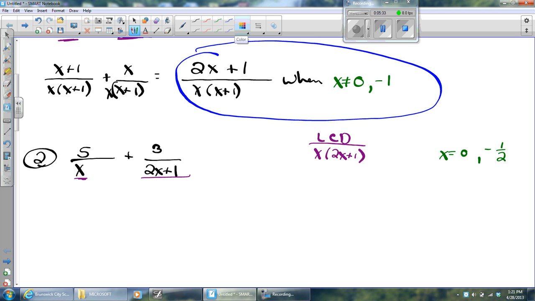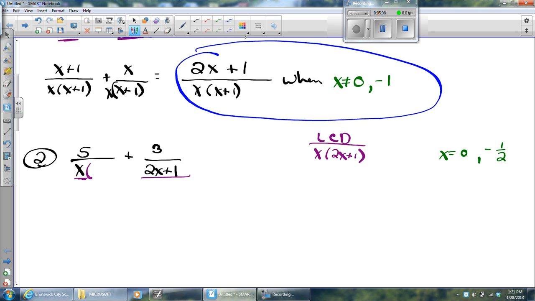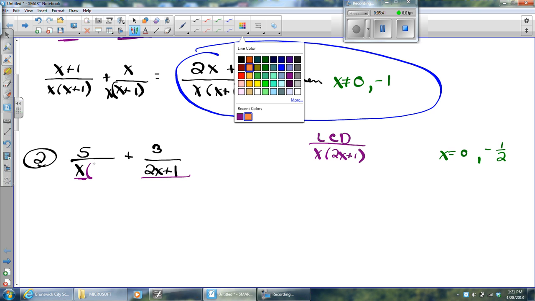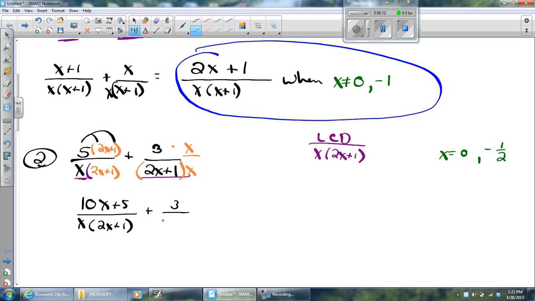All right, so here's where I multiply. On this first problem, I'm going to need to multiply. Ooh, that didn't change color. Going to multiply by 2x plus 1 in the denominator and in the numerator. Here, I'm going to have to just multiply by x in the denominator and the numerator. I'm going to distribute here and get a 10x plus a 5 over the LCD. And I have a 3x over the LCD.